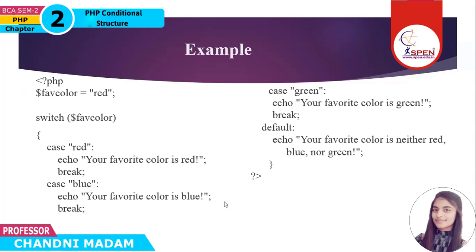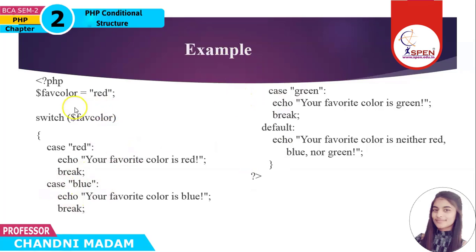Here is the example. Here you have declared one variable, fav color, equal to red. Now in your switch you have passed the expression as fav color. Now your expression is compared to your case 1. Here your expression value is red and your case value is also red. So both are equal. Then it prints your favorite color is red, and after this it uses the break statement. So the rest of the cases are not executed.